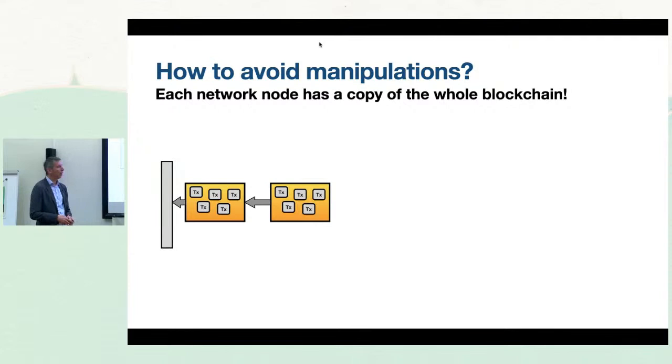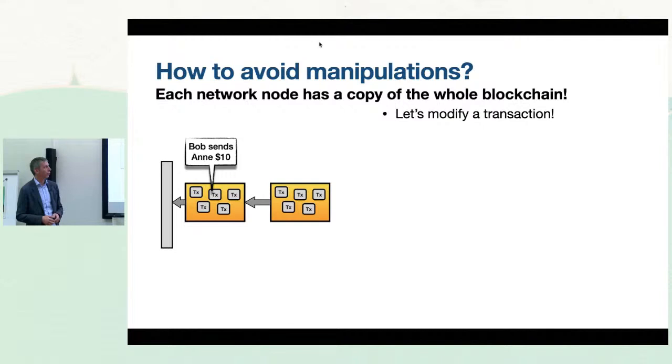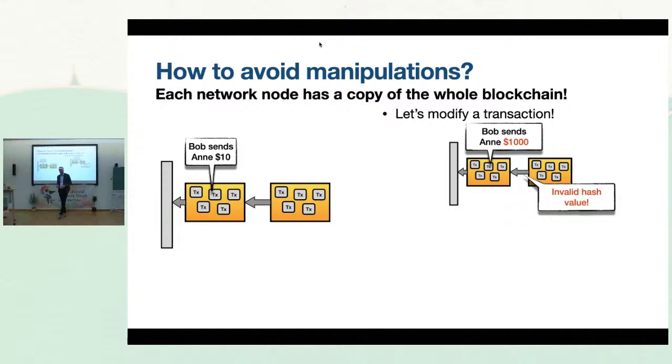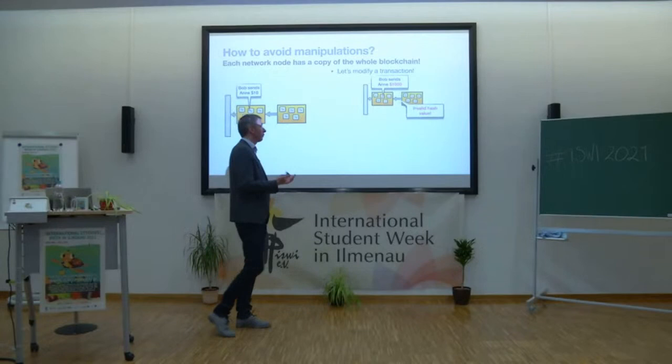What can we do? Let's assume I have a transaction, Bob sends $10 here. And I want to modify this transaction. So I take this and I change it, and now I say, Bob sends $1,000. Is it possible? Yeah, of course, we could modify it. But then the hash we have calculated before is now different. If we calculate now, we get a different hash value, and it's not the same as before. So this block is invalid, and the full chain is not correct anymore.